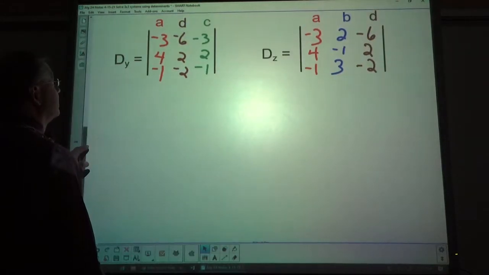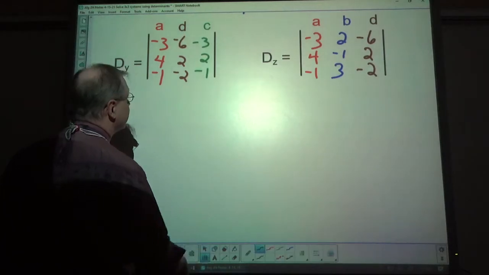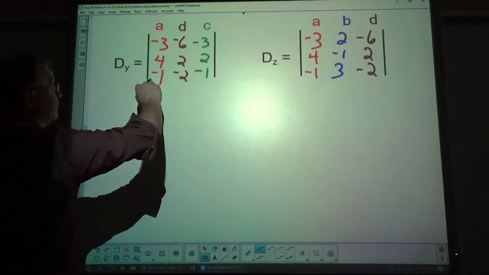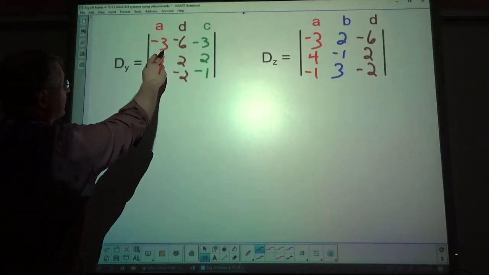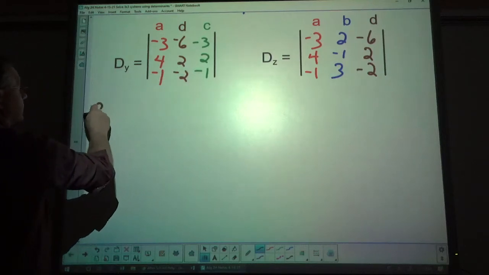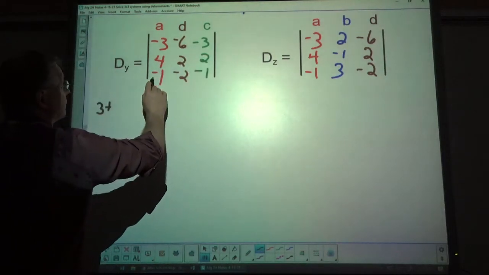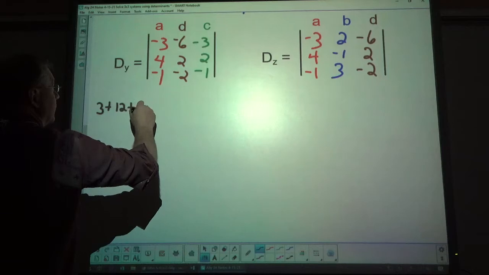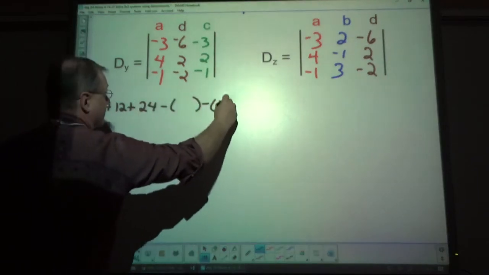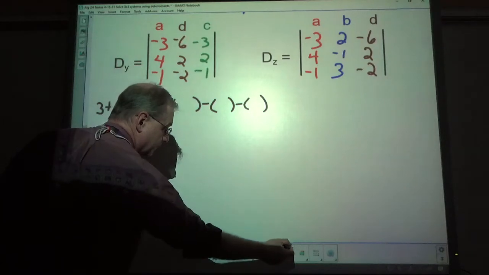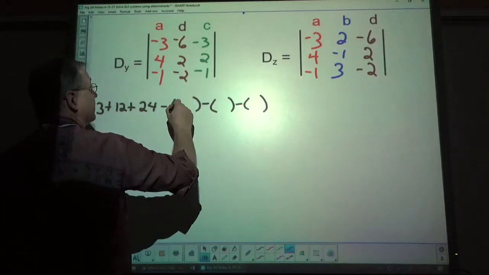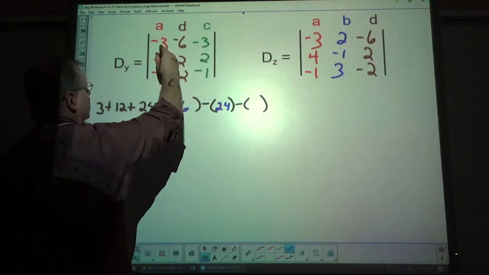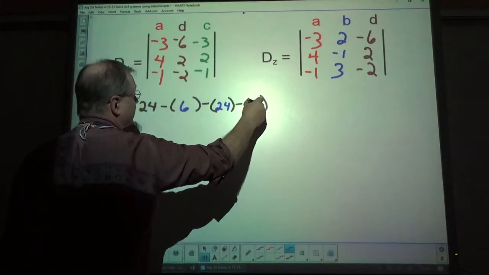Now let's do these two. Got a little more room to play with down here. All right. I'm going to do wrap around with this one and I'll do rewrite over there. So let's see. -3 to -1 is 3. 6, 2, 1, 12. 3, 4, 2, that's going to be 24. 3, 2, 1 is 6. 6, 4, 1, 24. 3, 2, 2, that's 12. All right.